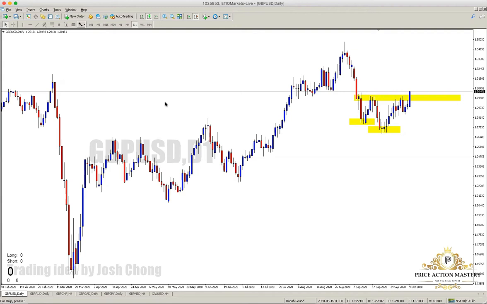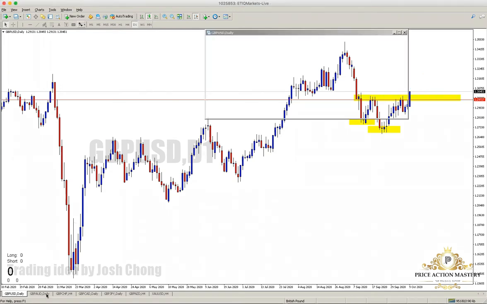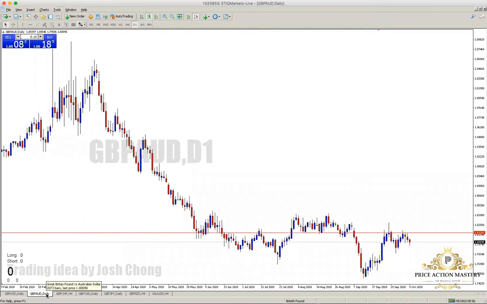Okay, so the next will be GBP dollar. Same thing here. This is my A grade key line, and we are going to see the market retrace here and see an upside exposure for GBP dollar.